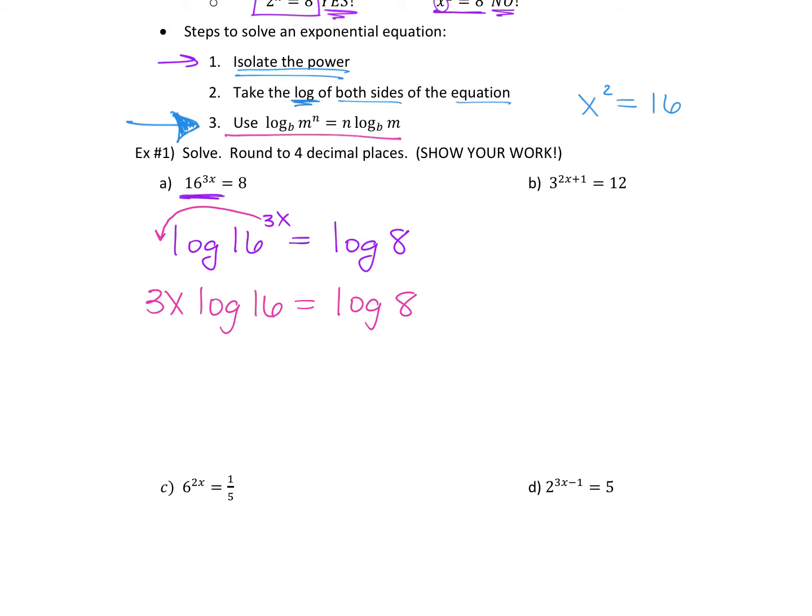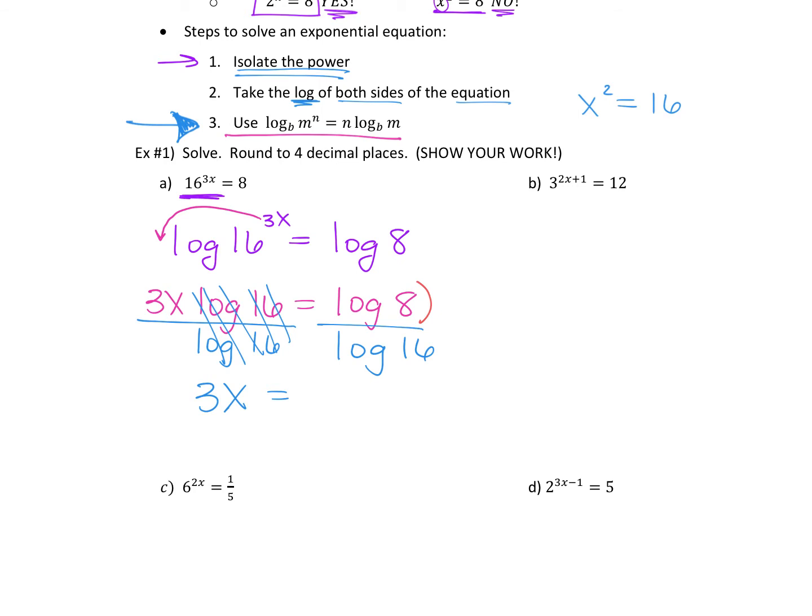Your next step then, ultimately we're trying to solve for x. So we're trying to isolate x here. So the first thing we're going to do is divide by the log of 16. Okay, so on both sides, divide by the log of 16. This is 1. I'm left with a 3x over here. Really important, parenthesis goes where? Behind the 8.